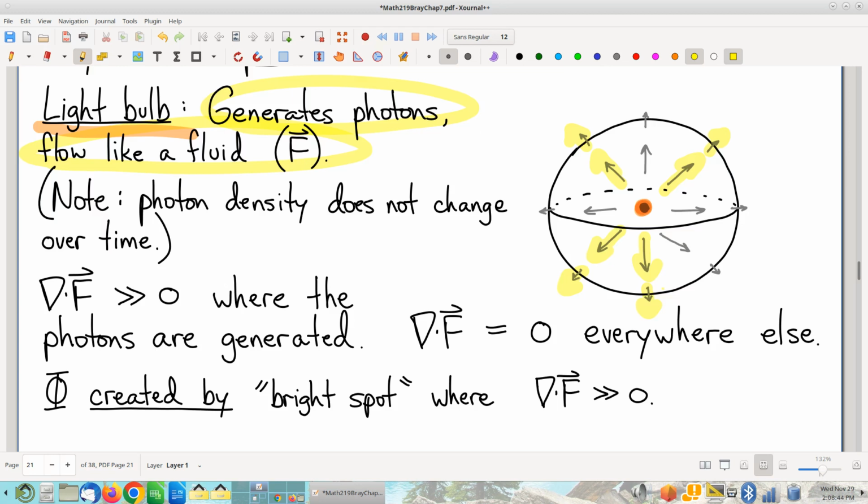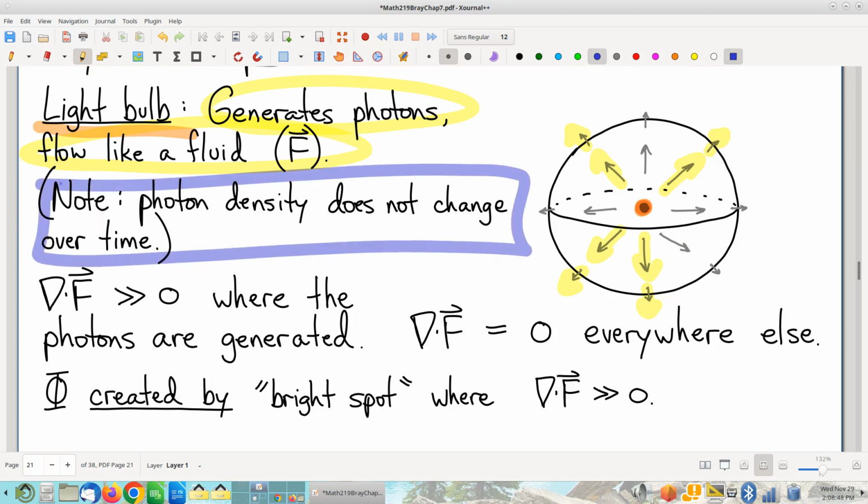That said, I'm also going to point out that photon density is constant over time, that is. We're not collecting photons anywhere. Any photon that goes into a location goes right back out. There's no sort of collecting happening at all. So anywhere you look, the photon density never changes.